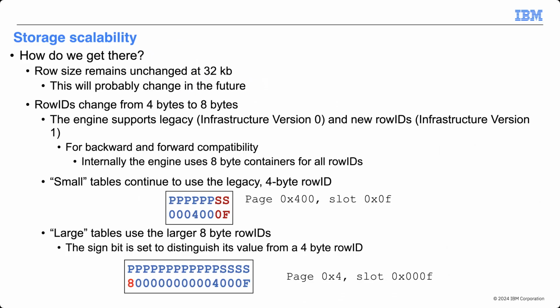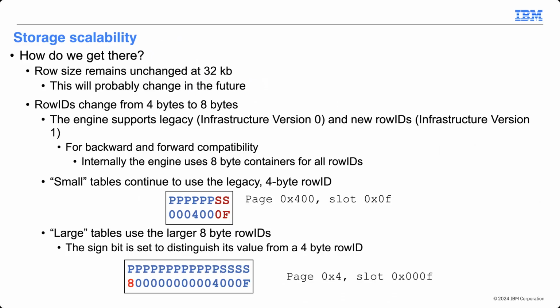But row IDs now have changed from 4 bytes to 8 bytes. And the engine will actually support both versions of row IDs. So as you're going to see in a little bit, there's going to be 2 different implementations of 15. There's what I call the legacy version, or what we refer to as infrastructure version 0, and it will have all of the limits and so forth from 14 in it. And then you're going to flip a switch to turn on a lot of this new functionality. And that's what we refer to as infrastructure version 1.